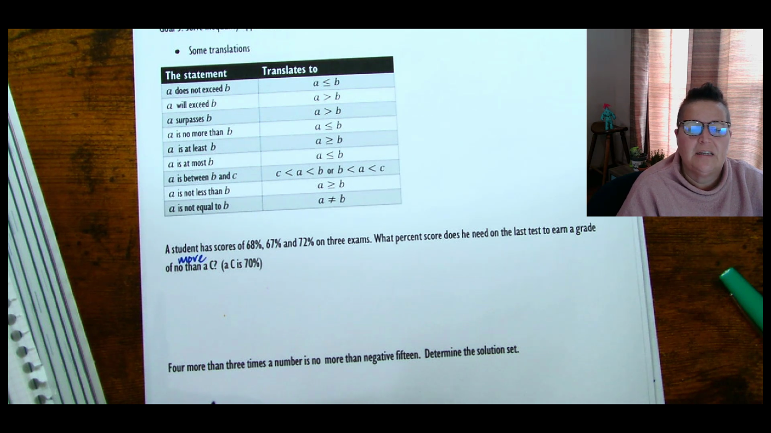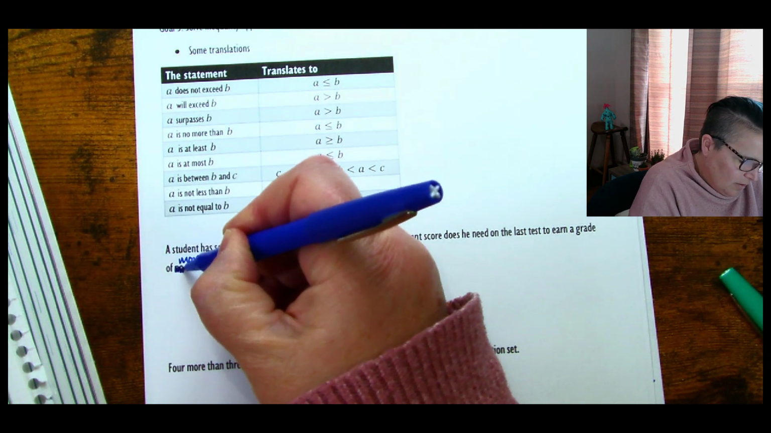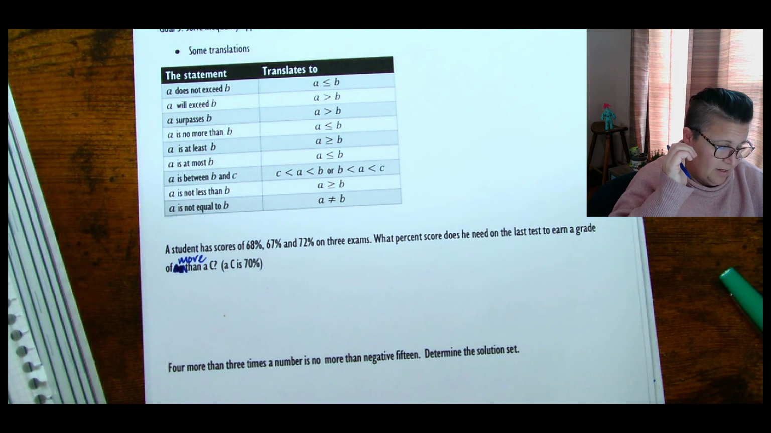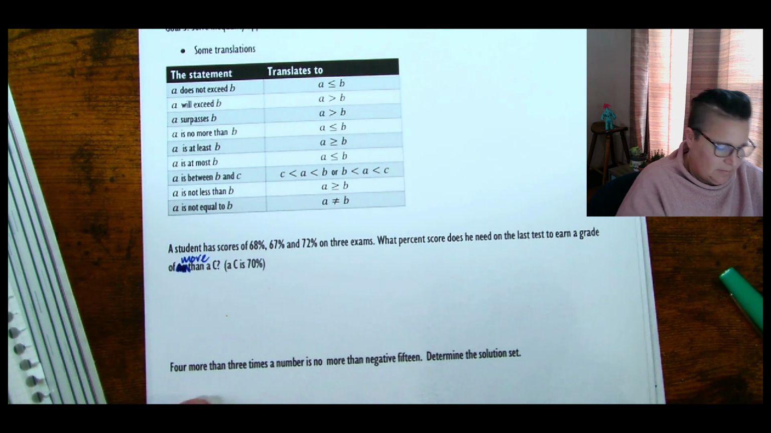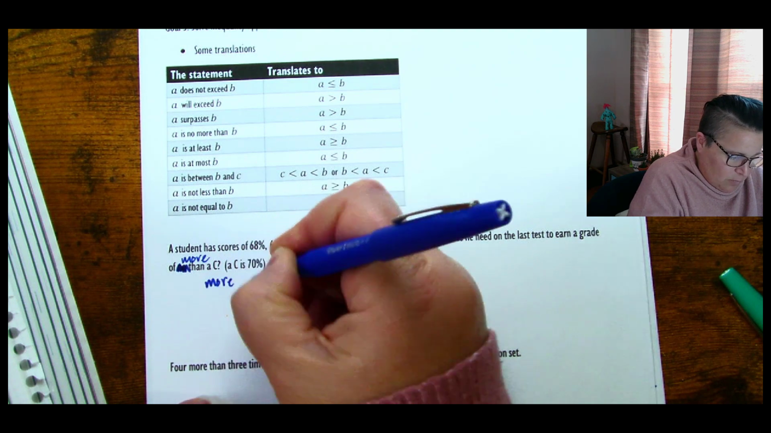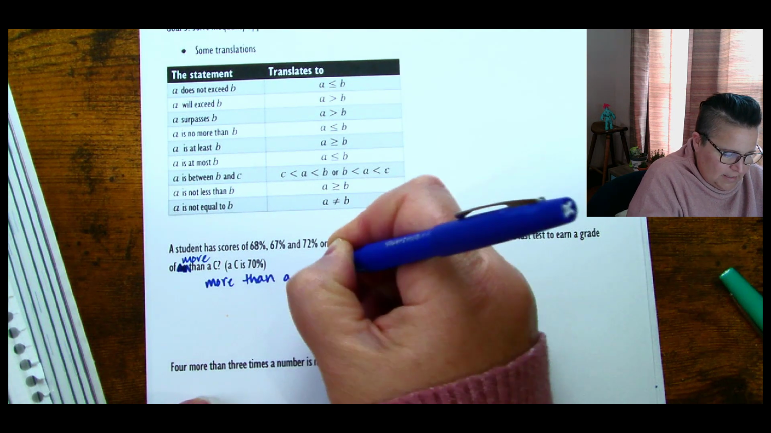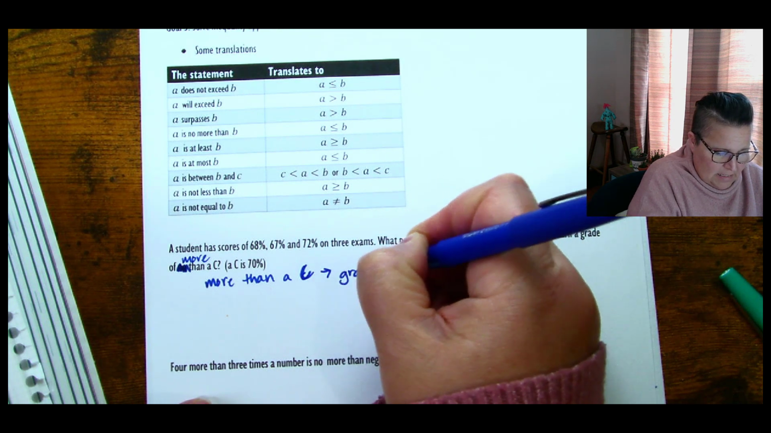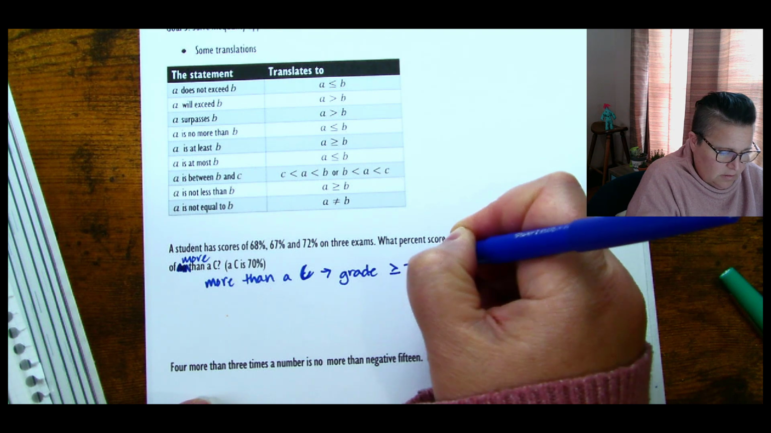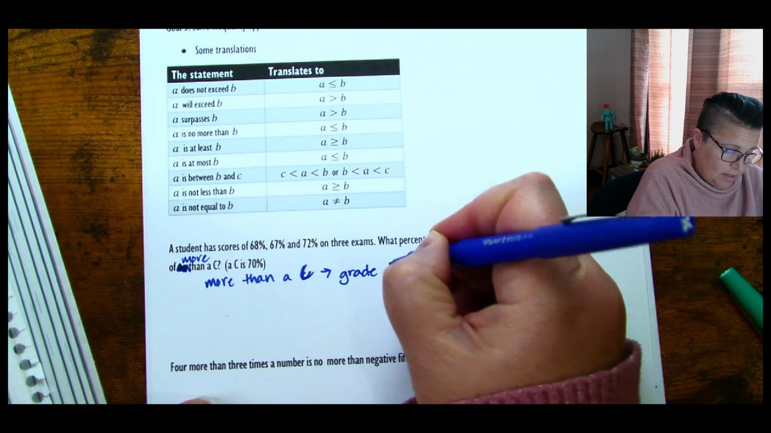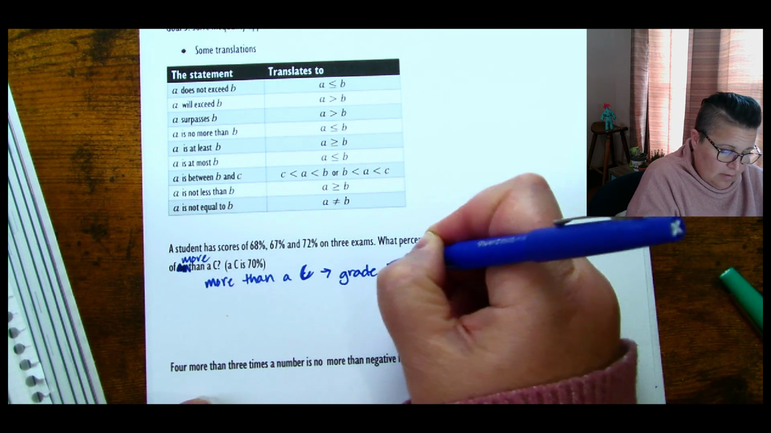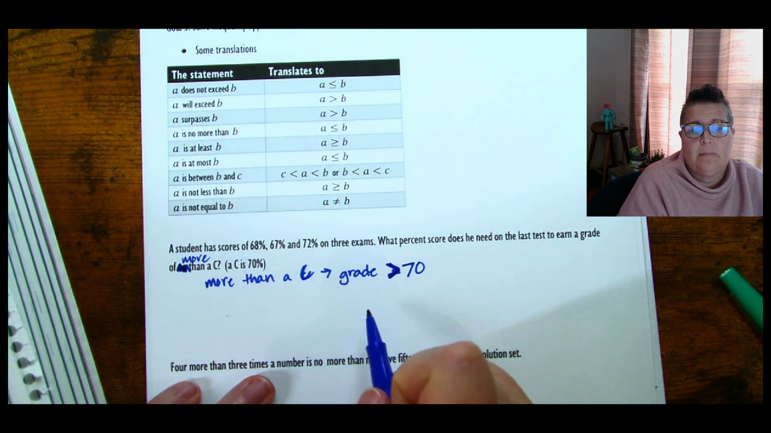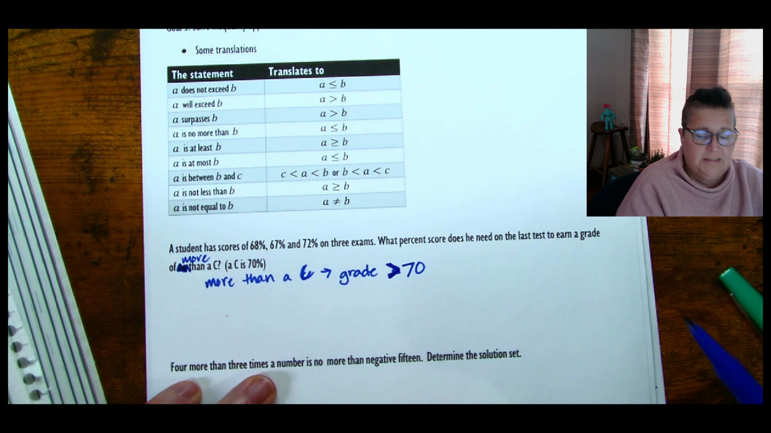No more than a C. I think I want more than a C. Yeah, we want more than a C, right? Because more than a C would mean that the grade is greater than 70. So if he wants a grade of greater than 70, what does he need on the last test?